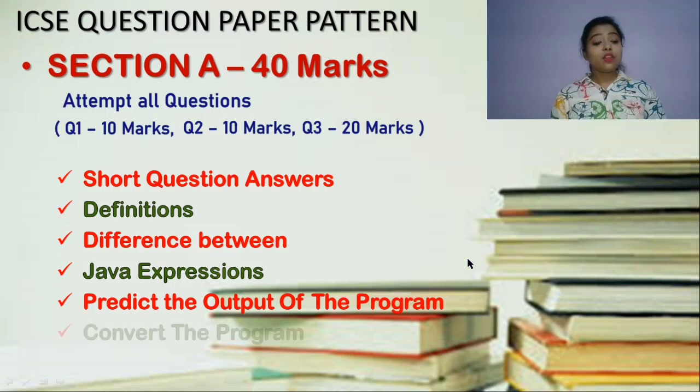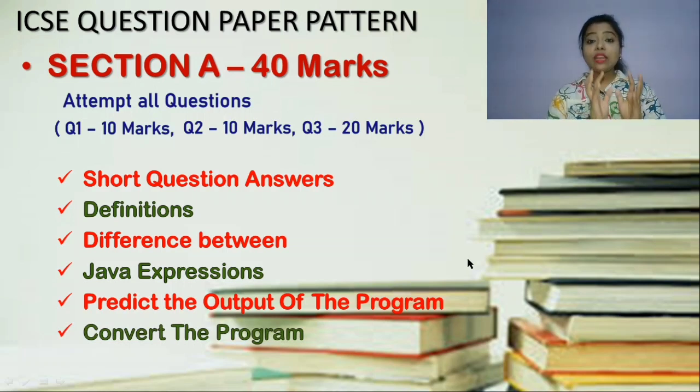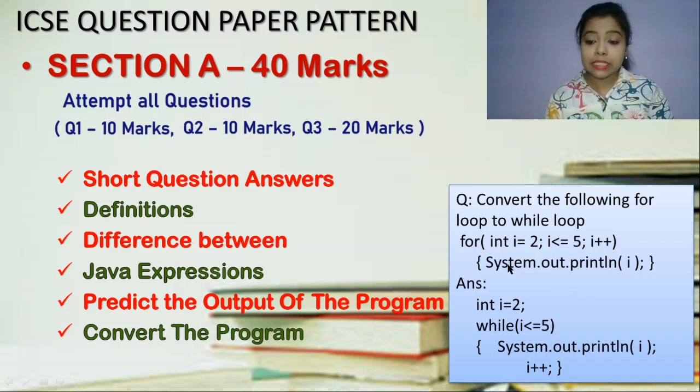Okay, now coming to the next section, that is convert the program. So one program will be given to you and you have to convert it into another program. How? Let me show you. Like here I have given one program, convert the following for loop to while loop. So a for loop is given here and you have to write the same loop using while loop. So see the for loop here, for int i equals to 2, i less than equals to 5, i plus plus, System.out.println(i). Okay, so I will write this one using while loop.